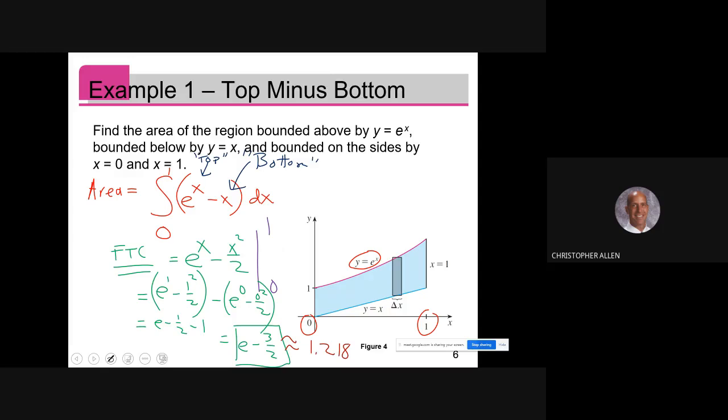Comments or questions on the first example? What's the big idea? Top minus bottom and integrate, right? Integrate top minus bottom. Good?